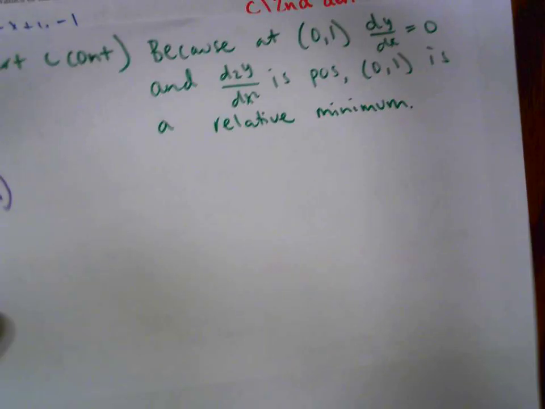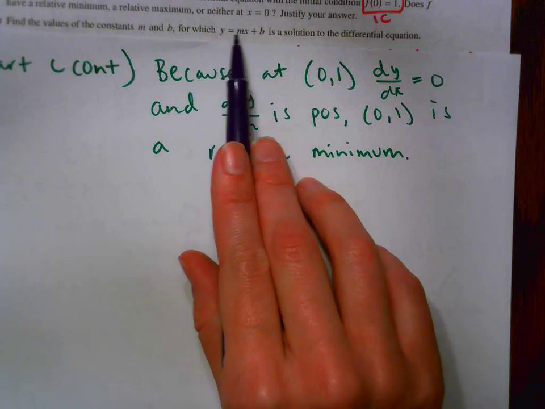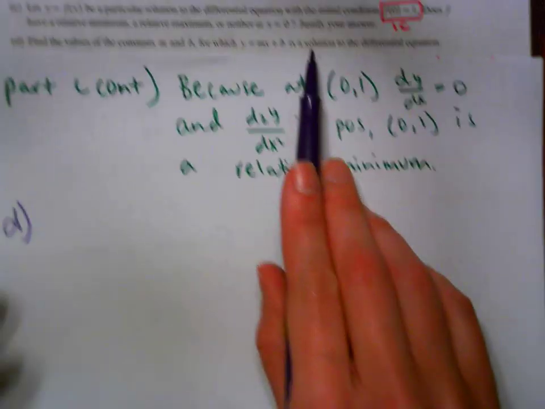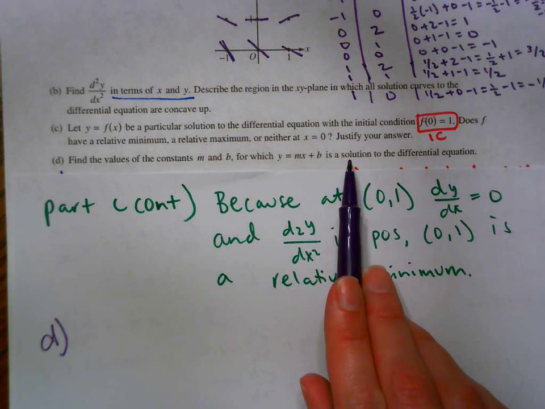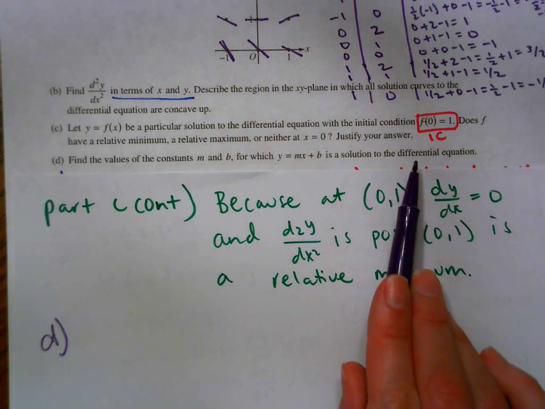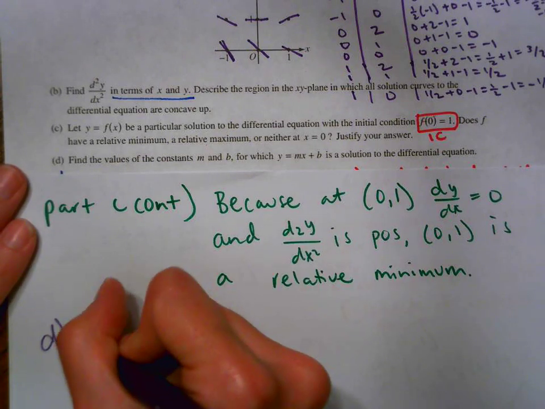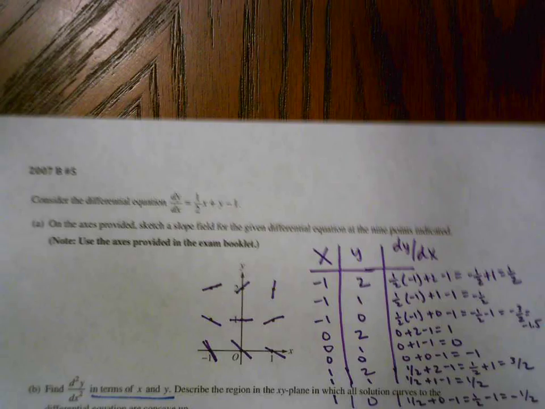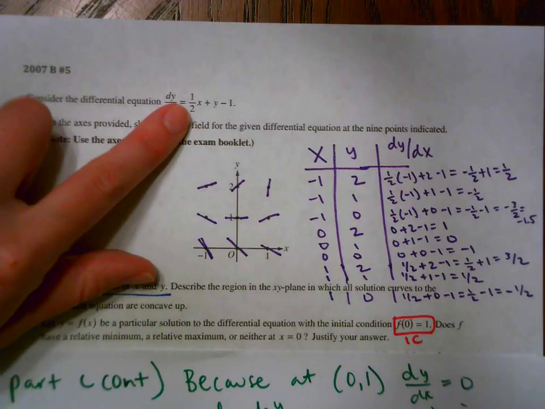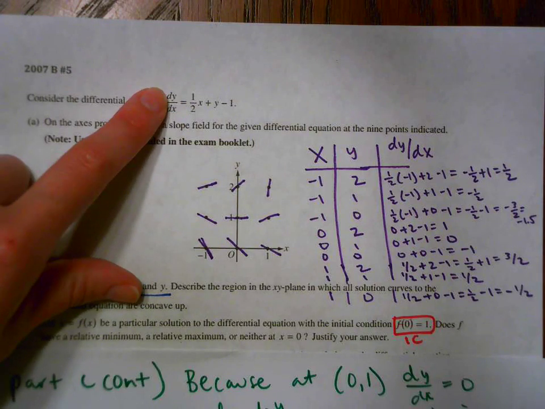So for part D, it says find the values of the constant m and b for which y equals mx plus b is a solution. So we did at the beginning of chapter 6, we didn't spend a lot of time, but we talked about solutions to differential equations, and verifying solutions. So what we're trying to determine is y equals mx plus b. So we're going to plug this in, and we plug mx plus b in for y, and we plug its derivative in for dy/dx.